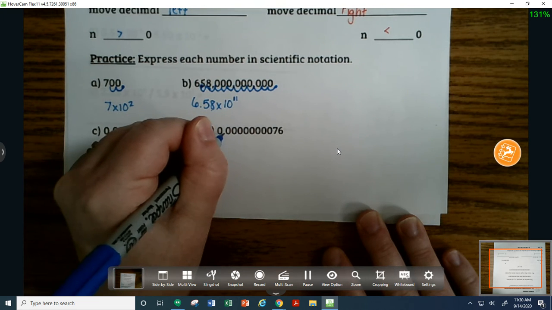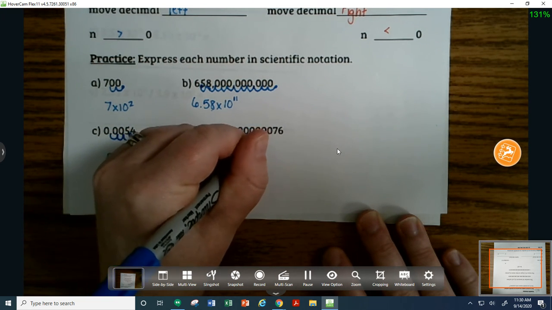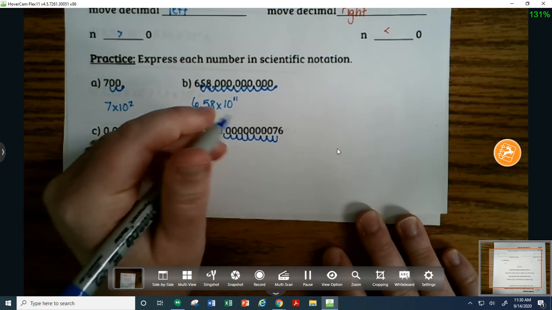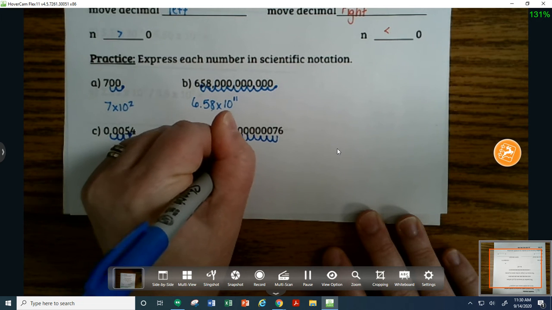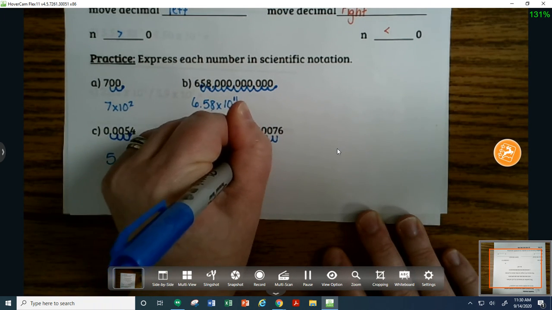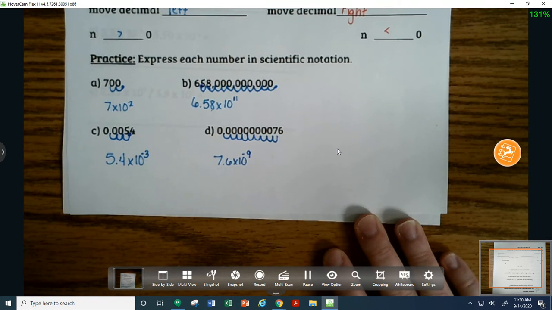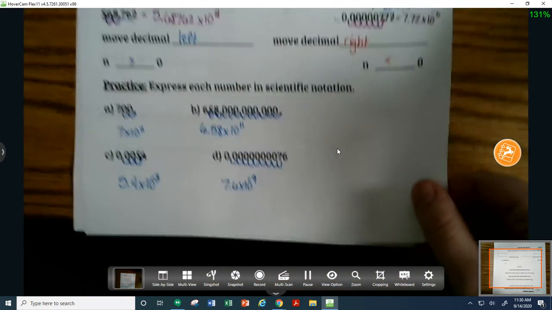So you're going to do the same thing in example D. When you rewrite this, again, we can eliminate these zeros, so it becomes 7.6 times 10. We moved it 9 times to the right, so it's 7.6 times 10 to the negative 9th. So again, this is how you put numbers into scientific notation.